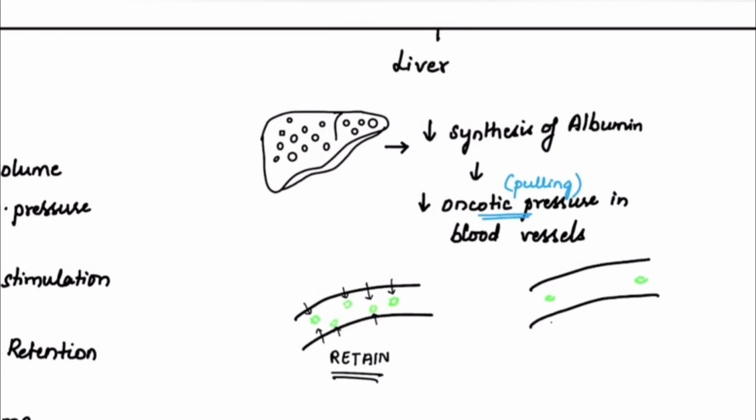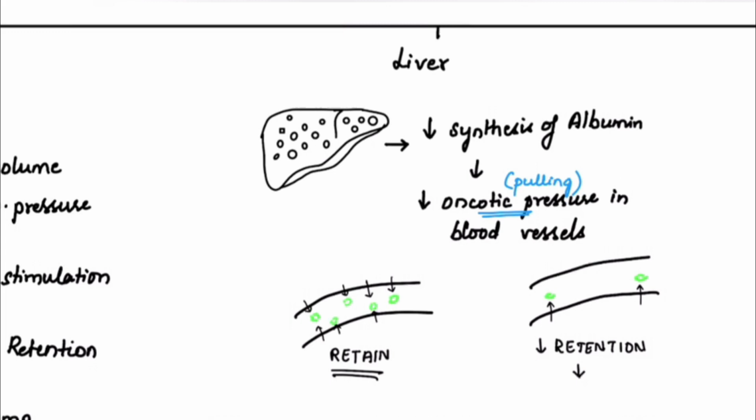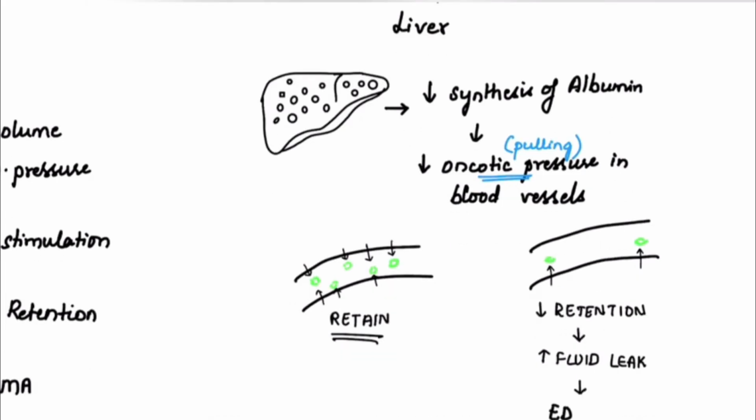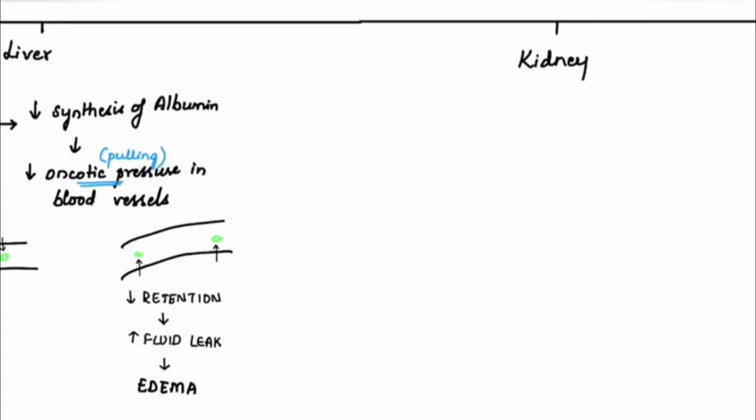Then, the retention capacity is also decreased. Automatically, the fluid will leak out, thereby leading to edema. So, this is how chronic liver disease causes edema. The third cause is renal dysfunction.